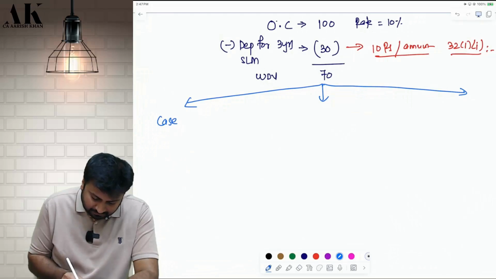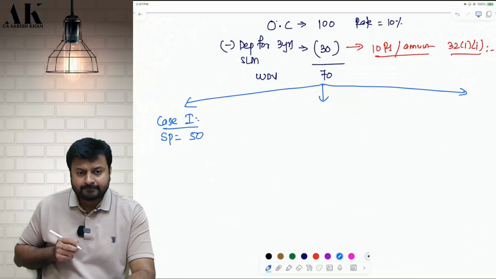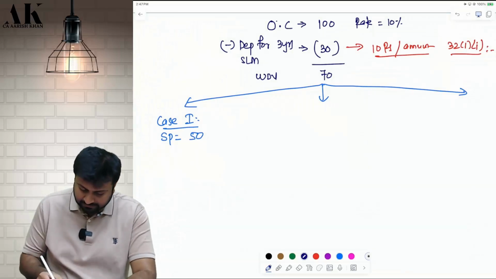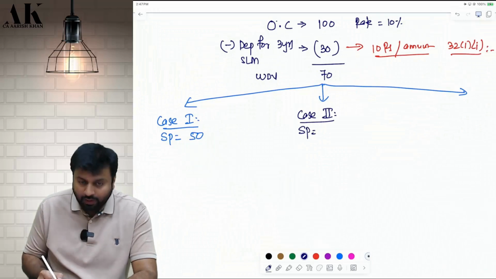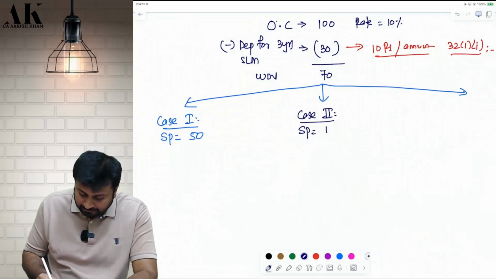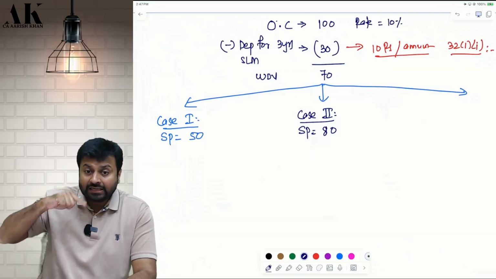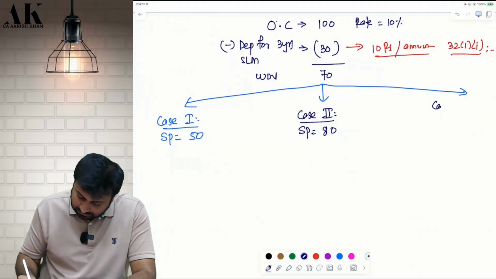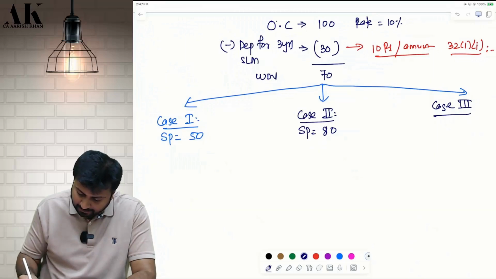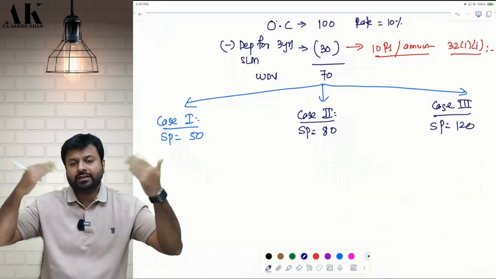Suppose case 1. I sell this asset, say at lower than WDV, say at 50 rupees. Okay. I sell this for lower than WDV. Or case 2. Suppose I sell this asset for higher than WDV, but lower than cost. Are you able to understand my point? I am selling at higher than WDV, but lower than the cost, not more than the cost. And the third and the last possibility will be, I am selling this asset at higher than WDV and higher than cost also. Are you clear?